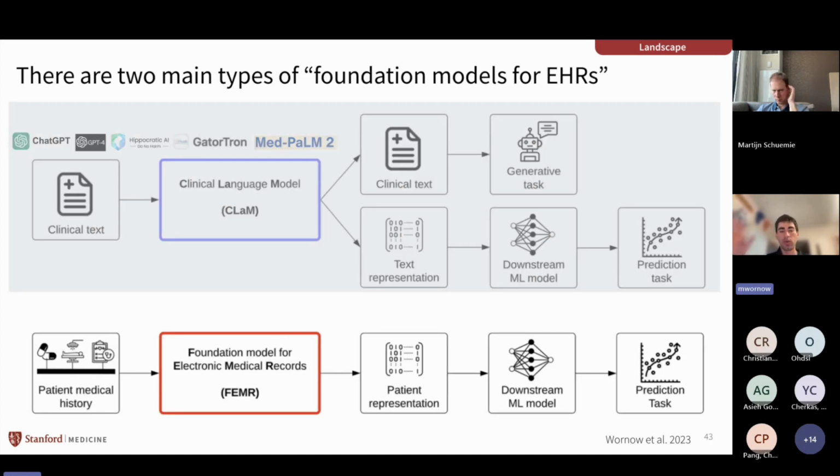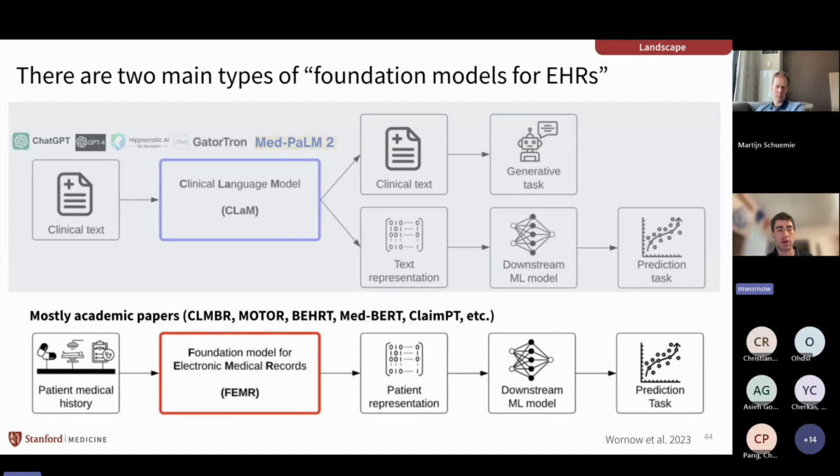But then there's this whole other wealth of foundation models for EHRs, which we call FEMRs. The difference here is, instead of working with text, you're working with the actual timeline of events that happen to a patient. Typically coded events, like the sequence of ICD codes happening to a patient. That's the language of your EHR. This has mostly been academic work, a lot of stuff Ethan did. I don't know of many commercial efforts or startups working in this space, but there's a lot of interest in how we train models on the structured data within the EHR in addition to the text.